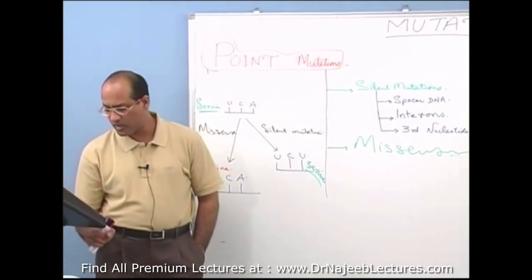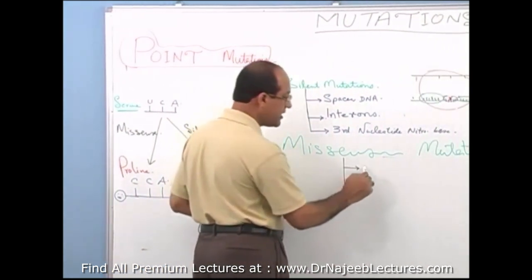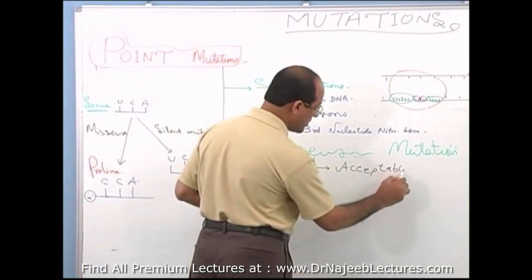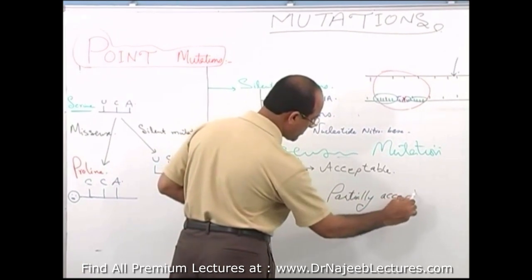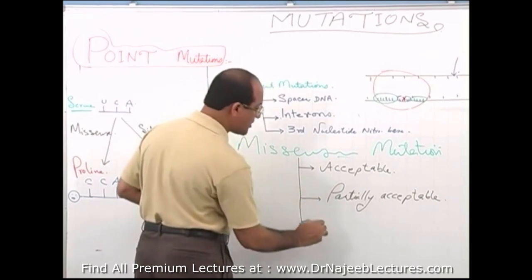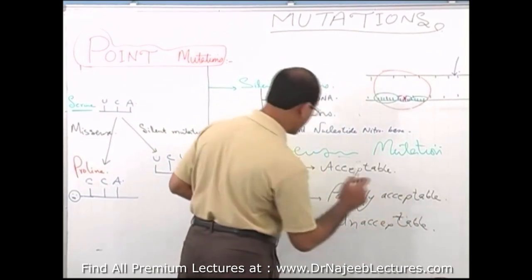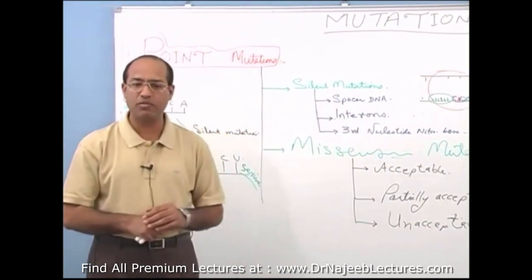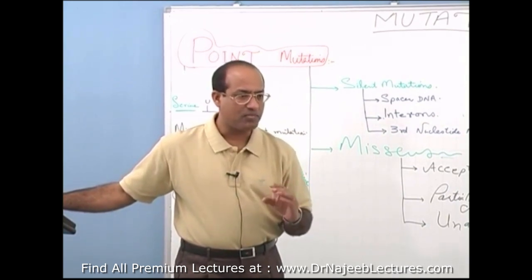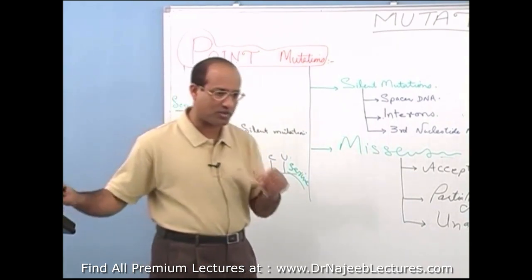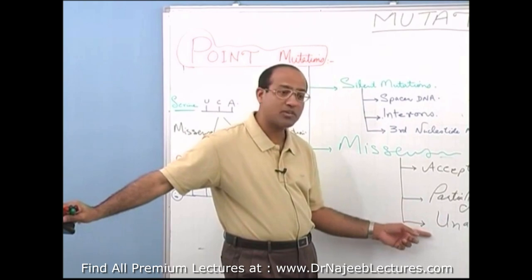Missense mutations are divided into three types: acceptable, partially acceptable, and unacceptable. Some missense mutations are acceptable. Some are partially acceptable. And some missense mutations are unacceptable. Let me give you an example. For example, you are waiting for Mr. XYZ, but someone else appears there. If someone else appears there, it's quite possible the replacement which is coming to you as a guest may be acceptable to you, maybe partially acceptable, maybe not acceptable at all.